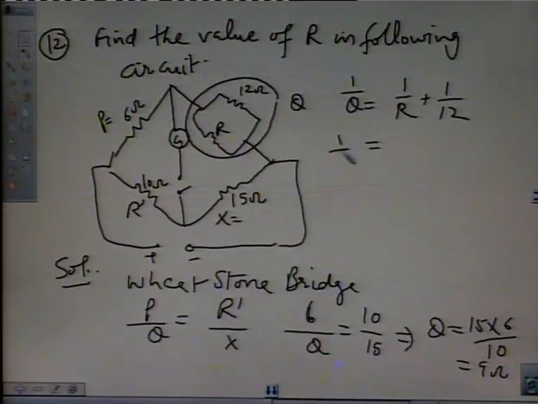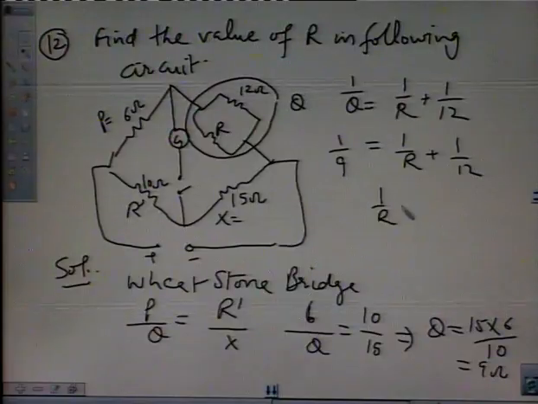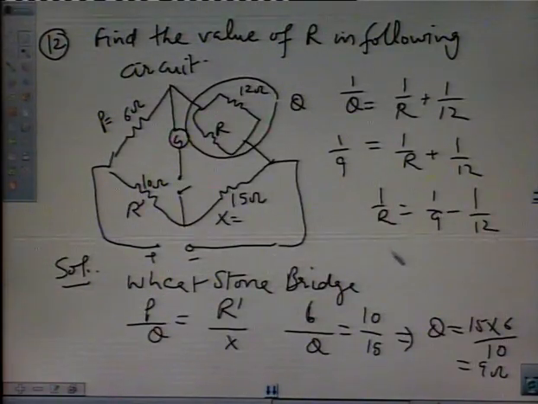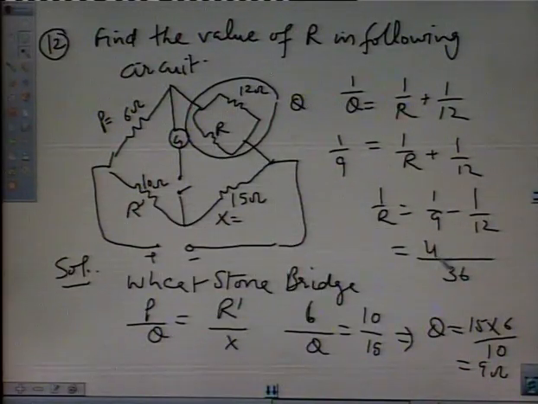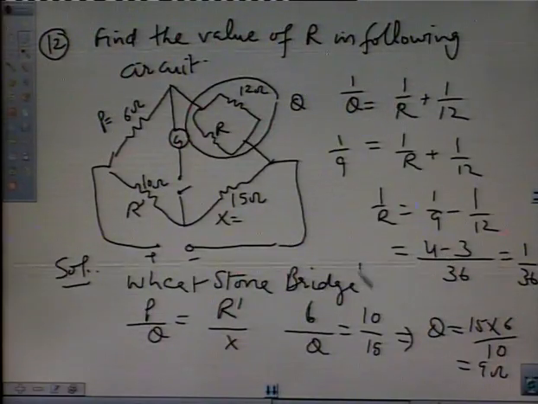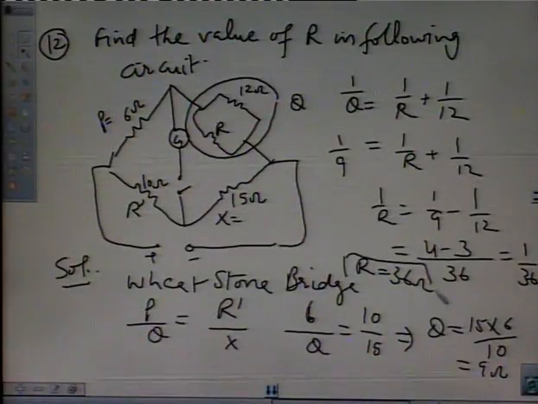So here we put the value of Q as 1 upon 9. So 1 upon R plus 1 upon 12. So 1 upon R comes out to be equal to 1 upon 9 minus 1 upon 12. So taking LCM, which is 36, 4 minus 3, this is equal to 1 by 36. So R is equal to 36 ohm. So this is our value of resistance R.